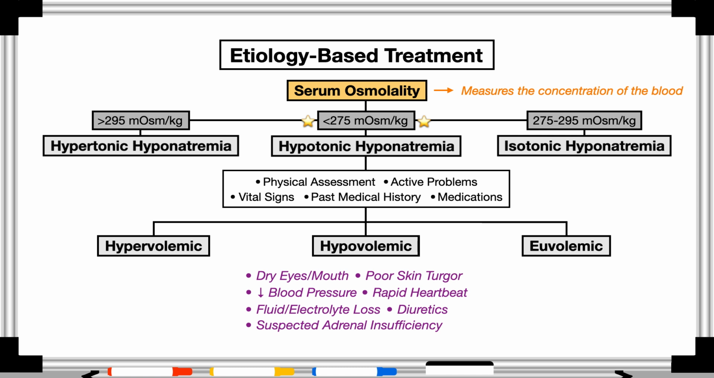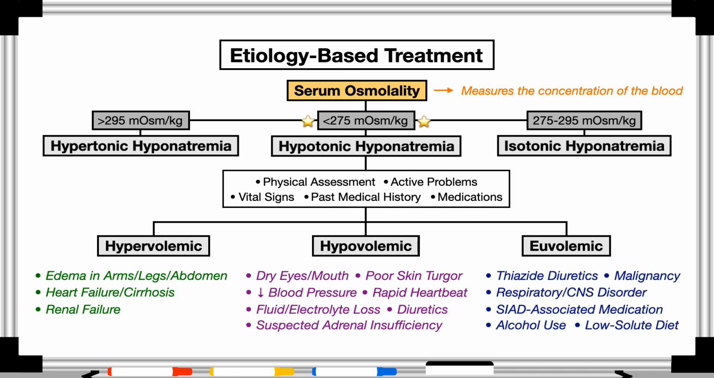A patient with hypovolemic hyponatremia is expected to present with dry mouth and eyes, poor skin turgor, low blood pressure, a rapid heartbeat, and either a noticeable loss of fluid and electrolytes, diuretic use, or suspected adrenal insufficiency. A patient with hypervolemic hyponatremia is expected to present with edema in the arms, legs, or abdomen, and a history of heart failure, cirrhosis, or renal failure.